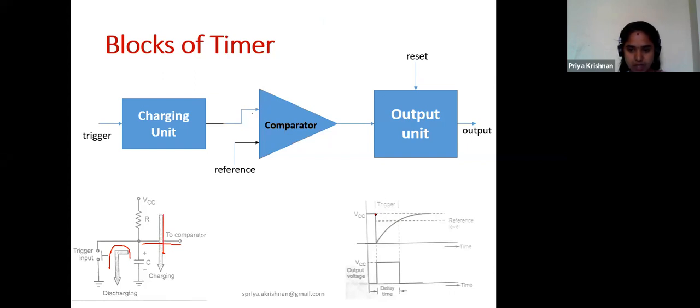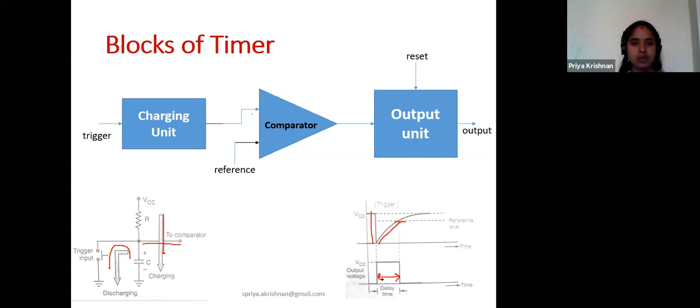When I apply the trigger, the capacitor discharges completely. It is discharging, and again it starts to charge. Charge up to which point? Charge up to the reference point. Once we reach the reference point, what happens to the comparator output? The comparator output changes, and this is my time delay. This is my output, what I'll get.